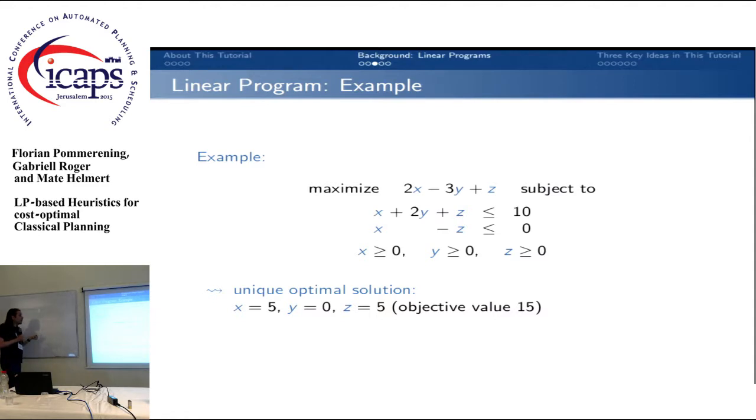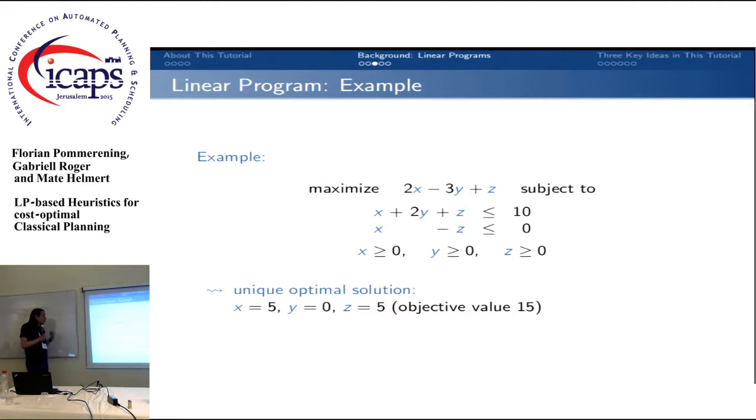And if you look at this carefully, you see, for example, that it doesn't really make any sense to set y to any value other than 0, because it will only make this constraint less true and worsen your objective function. So let's set y to 0. Once you've done that, you see that having more of x is better than having more of z, because x occurs with a higher coefficient up there. So let's make x as high as possible. Well, the highest possible value of x that achieves these two inequalities is actually setting x to 5 and z to 5. So that's actually the optimal solution here.